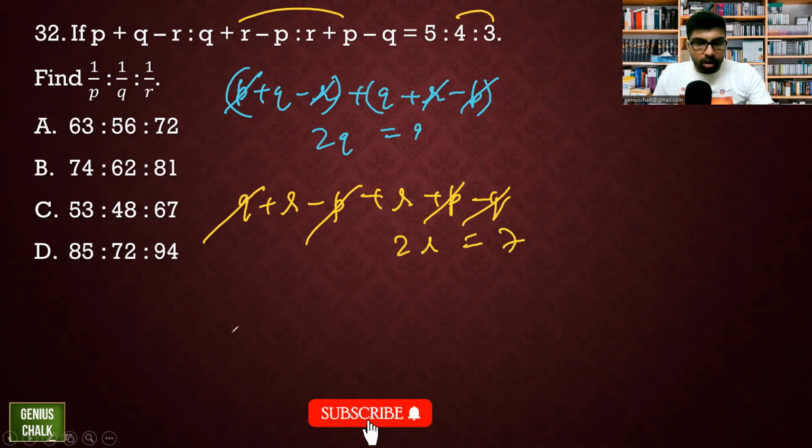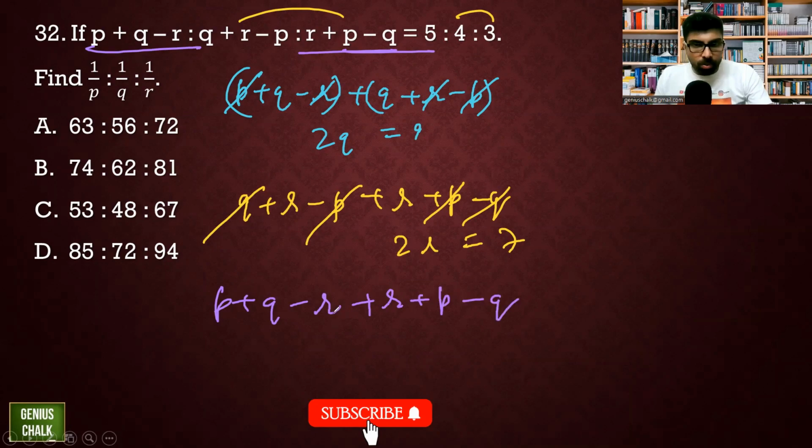Fine. Now come to the last. Let's add first and last. So it is P plus Q minus R plus R plus P minus Q. Are you adding it? R plus P minus Q. What is cancelled? R cancelled, Q cancelled. 2P is 5 plus 3, 8.